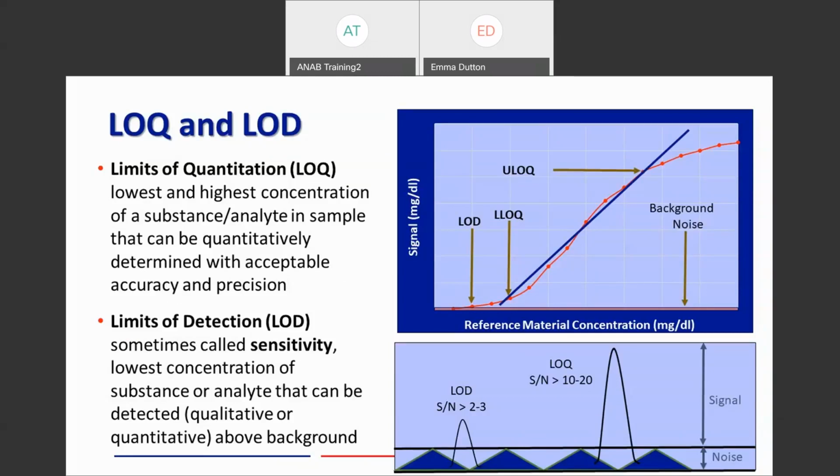And then, of course, limits of detection, sometimes called sensitivity or how low you can go and still detect that analyte or substance, allows you to set that background.